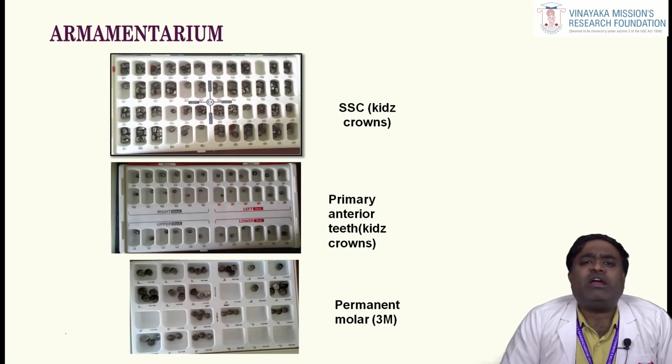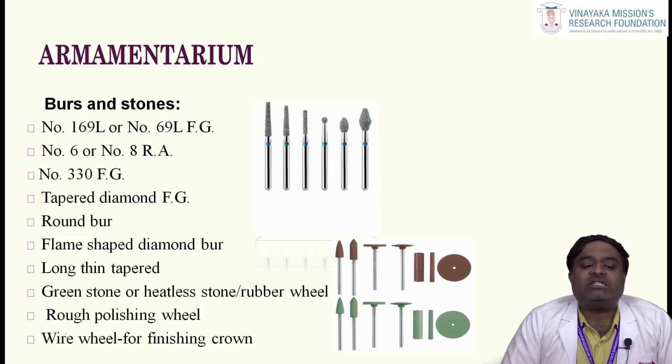So the armamentarium required for stainless steel crowns: crowns, different kinds of crowns. We have kids' crowns for primary anterior teeth and permanent teeth. Kit we will take first. Then burrs and stones, number 169L or number 69 FG. FG is friction grip. So number 6 or number 8 RA, that is a right-angled latch type burr.